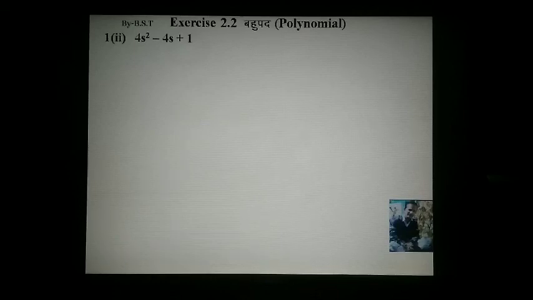Student 2.2 question number first (2): we have to find the zeros and verify the relation between the coefficients and zeros. By the middle term split method, first multiply the coefficient of x square to the constant term, that is 4 into 1, equal to 4. Now factor the 4 such that when we add the factors of 4, we get the middle term coefficient 4. That is 4 = 2 into 2, and 2 plus 2 equal to 4.